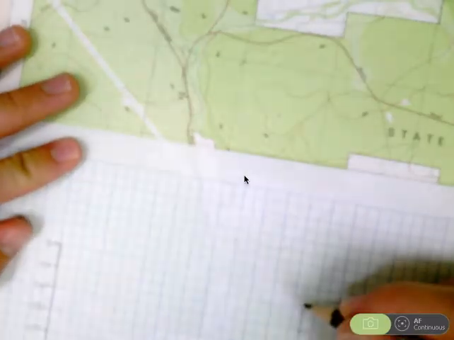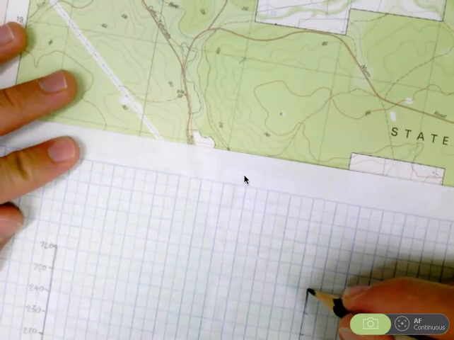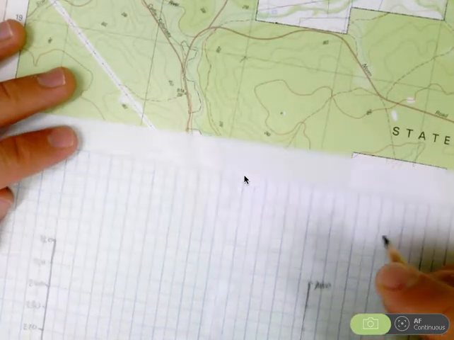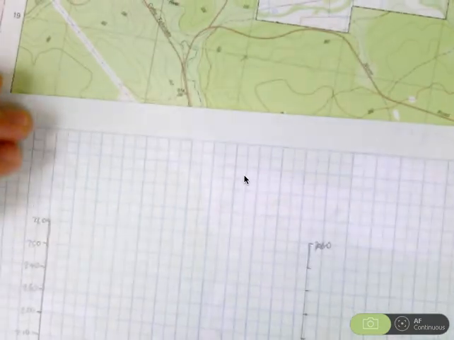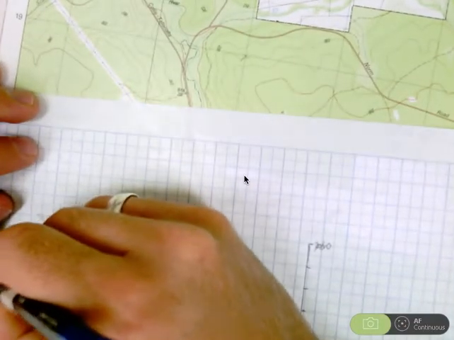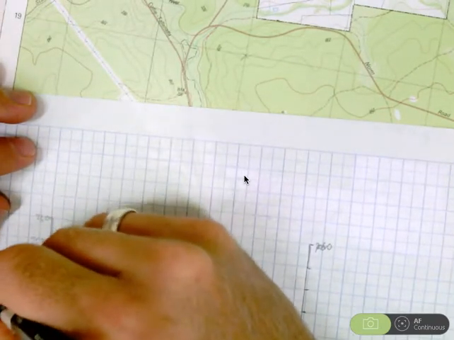You always need to go above and below the highest and lowest points that you recorded. So this is meters above sea level.